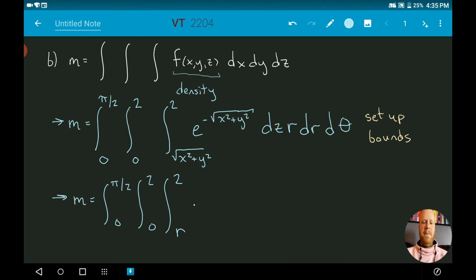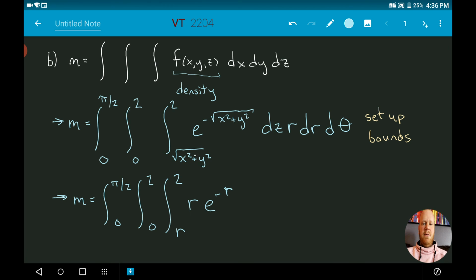2 can stay the same. I'm going to move this r out in front here, just so I don't forget about it. So here's my r. And then this piece is going to be e to the, I want to put this in terms of r and theta. Just something to think about. So I'm going to go ahead and write negative r here.